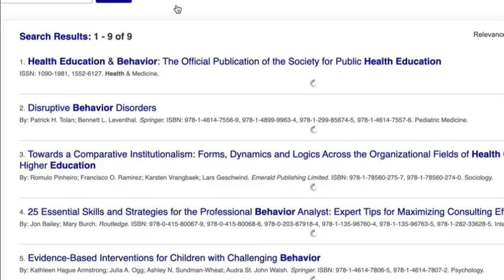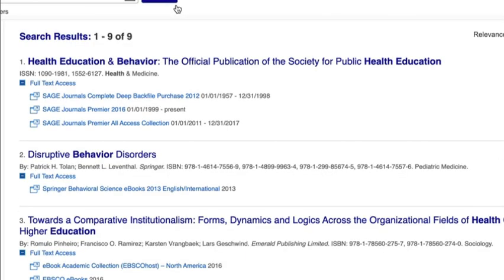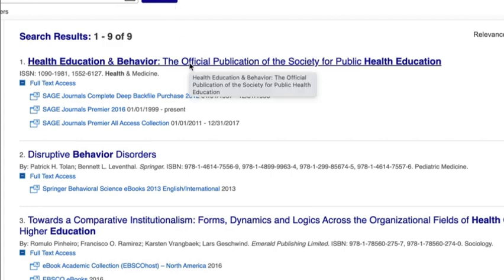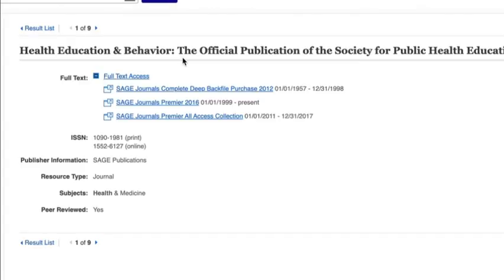click on search. We're looking for Health, Education, and Behavior, which is a journal, the official publication of the Society for Public Health Education. If I click on this title, I get some information about the journal, and the important information that I'm looking for is this right here. This is a peer-reviewed journal.